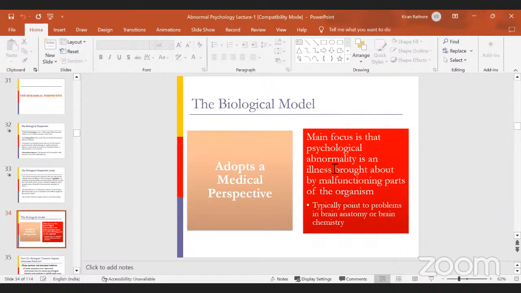So now we are going to talk about how this biological model explains abnormal behavior. How is abnormal behavior caused, triggered? Okay. So the main focus is that psychological abnormality or abnormal behavior is an illness brought about by malfunctioning of certain parts of an organism. And these parts are typically related to the brain, that there is something wrong in the brain anatomy or brain chemistry.